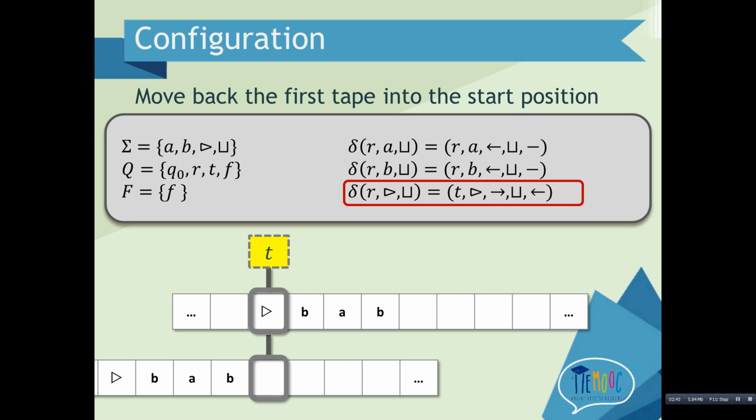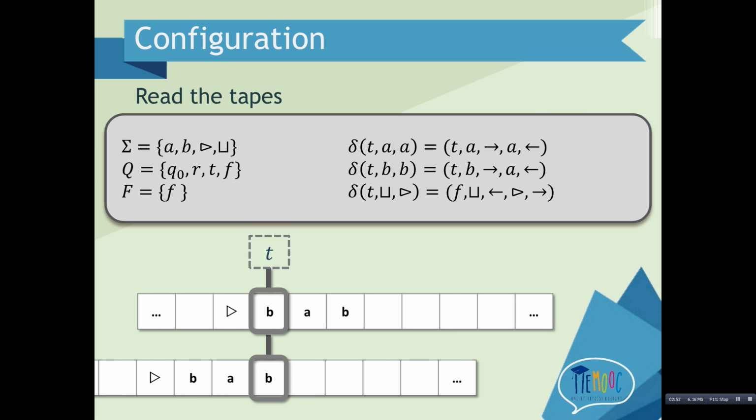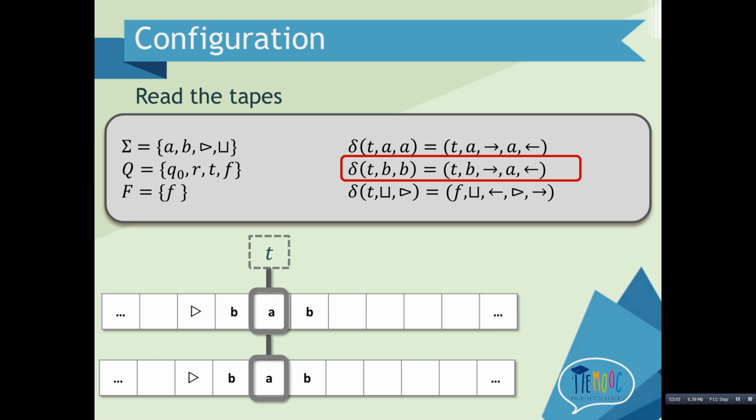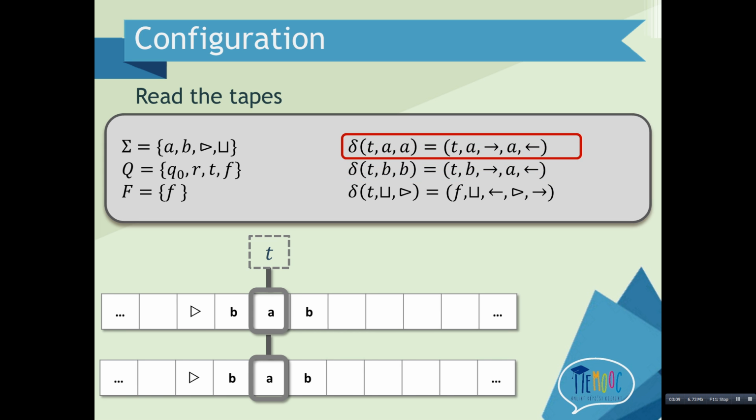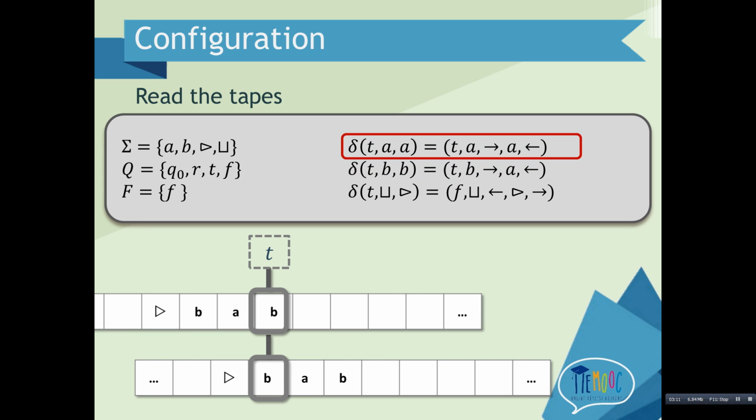and start to read the input word in both of the tapes. In the first tape from the left to the right, and in the second tape from the right to the left. If we find the same character in both of the tapes, then we can continue the procedure. First, we have found B, and then A, and finally a B char again.